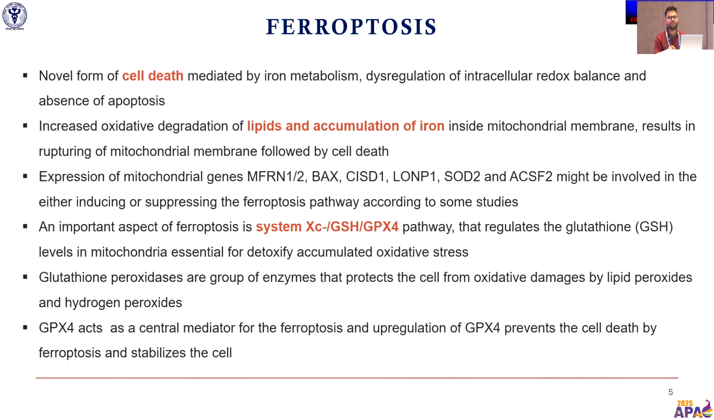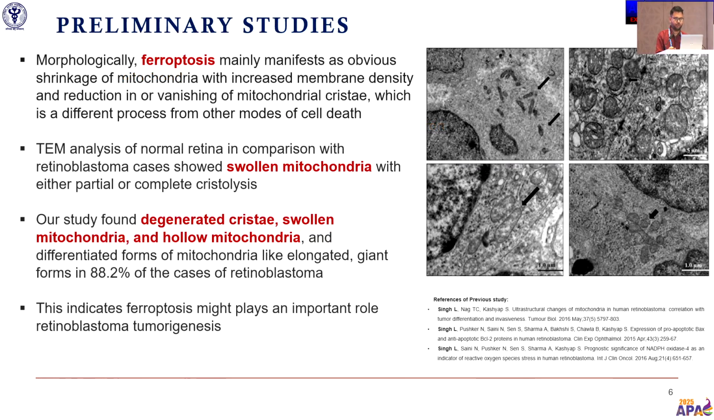Glutathione peroxidases are a group of enzymes responsible for detoxifying reactive oxygen species in the cell, whereas GPX4 acts exclusively in detoxifying lipid peroxide and stabilizing the cell, thus inhibiting the ferroptosis pathway. Preliminary studies show that morphologically, ferroptosis is associated with mitochondrial disruption. In our previous study, during TEM analysis of retinoblastoma tissues, we saw that the mitochondrial structure is disrupted, with degenerated cristae and swollen mitochondria observed. This indicates that ferroptosis might play an important role in the tumor origenesis of RB.